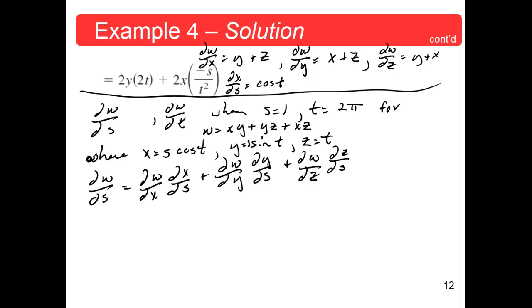But here's what my recommendation is, and that's the problem. The partial with respect to S would be, just like the theorems we've had, partial W with respect to X, the first variable, times the partial of X with respect to S, plus the partial W with respect to Y, the second variable, times the partial of Y with respect to S, plus the partial of W with respect to Z, times the partial of Z with respect to S.